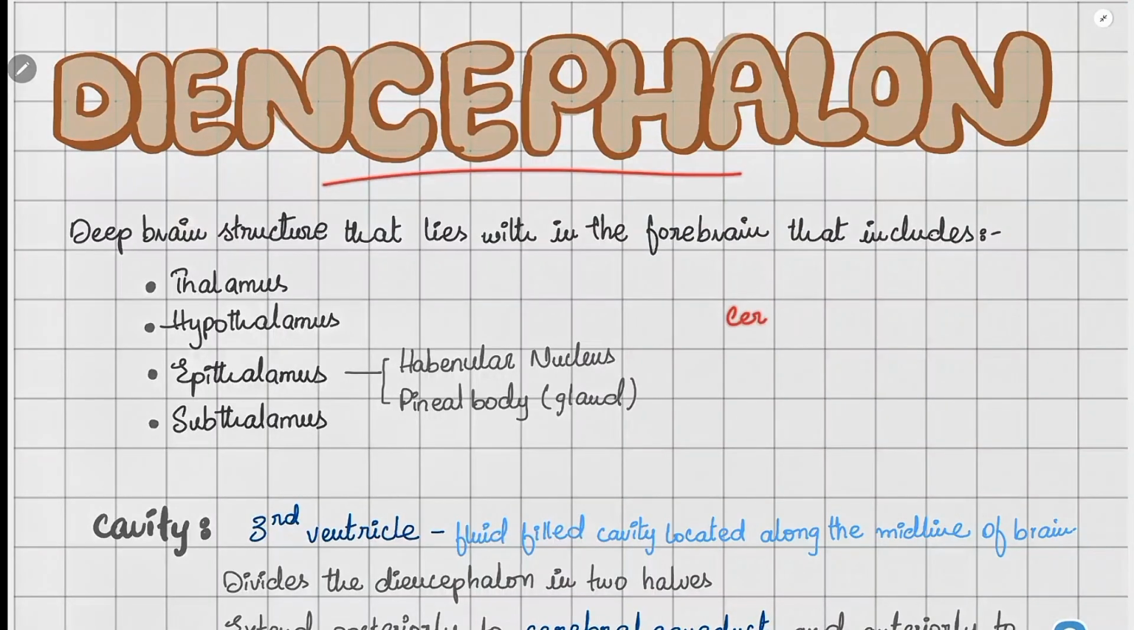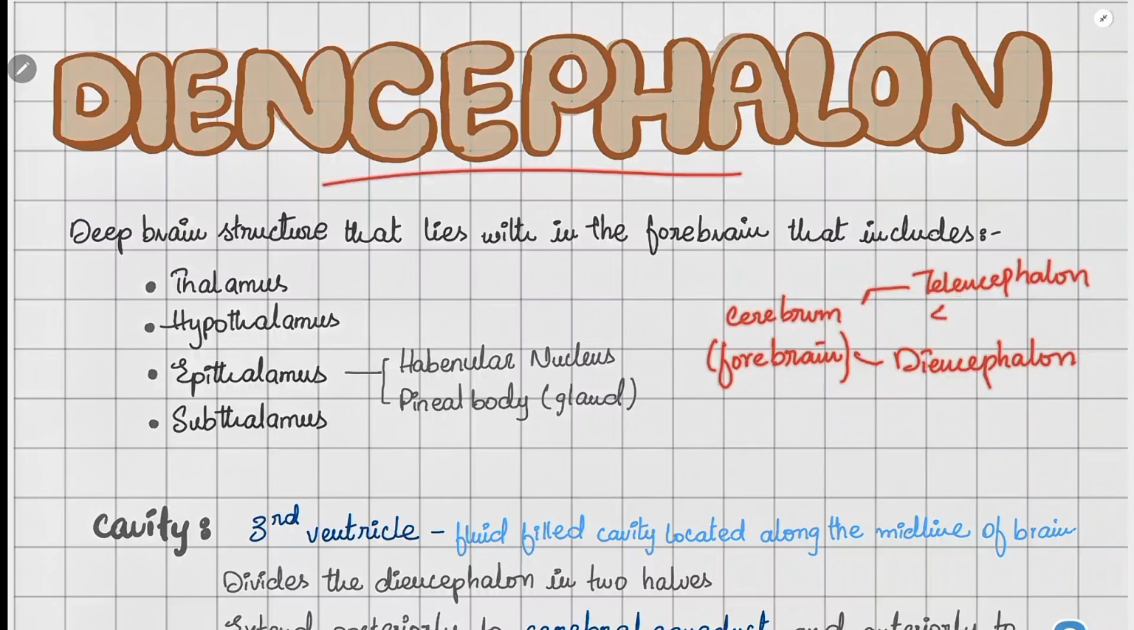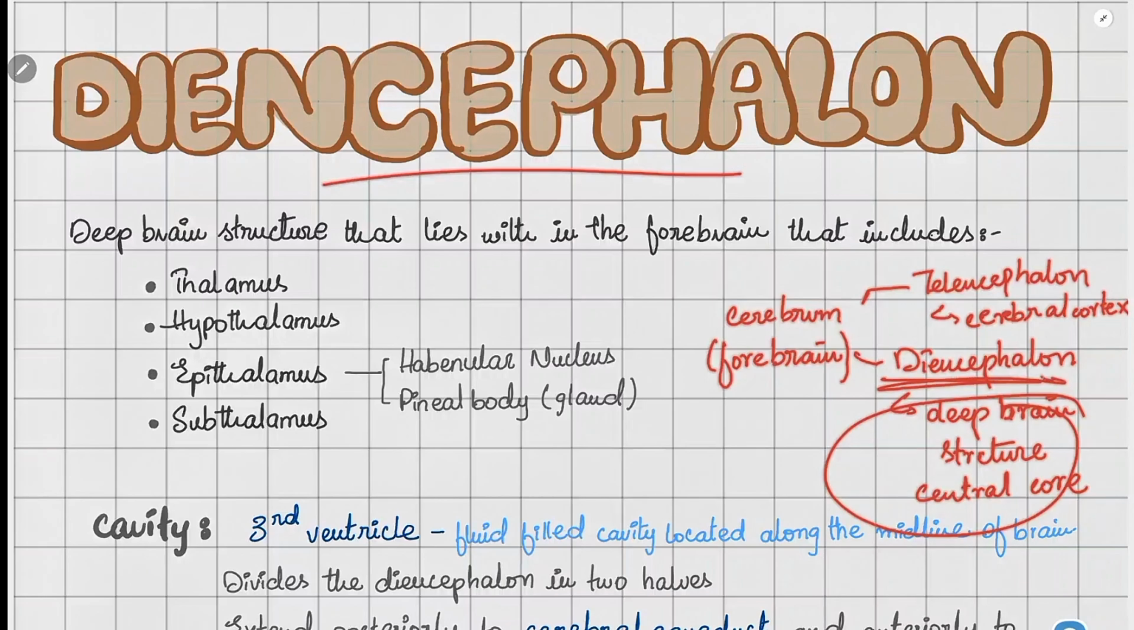डायनसेफेलॉन हमारा जो सेरेब्रम होता है, that is the forebrain, is divided into two parts: telencephalon and diencephalon. Telencephalon comprises of the cerebral cortex, whereas the diencephalon comprises of deep brain structures and forms the central core. So now we'll discuss the diencephalon in detail.